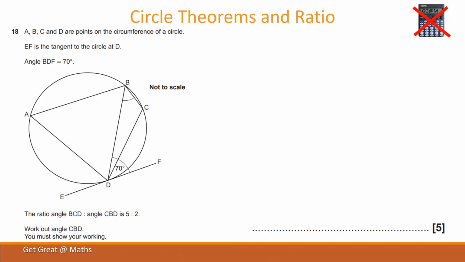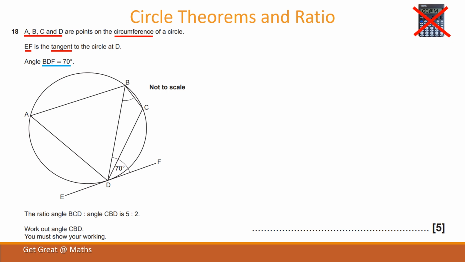This is a question on circle theorems and ratio. Now we're going to look at the keywords in this question. We've got A, B, C, D. These are points on the circumference and you can see it's on a circle. We've got EF is a tangent, which means it touches the circle at one point. And when you hear this word tangent and circles, you should be thinking of some circle theorems relating to these.